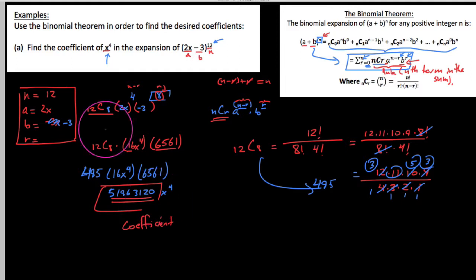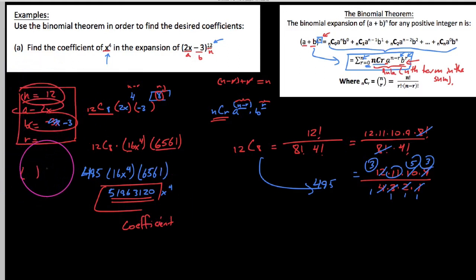Okay, so again, we just identified n, a, and b, and then we said, well, if I wanted x to the 4th, and this is my a, and this is my b, then this would have to be a 4. And if that's a 4, this has to be 8, because they add up to be 12. And then we just get 12 choosing the r value, which is always this. This is going to help you find your coefficient.